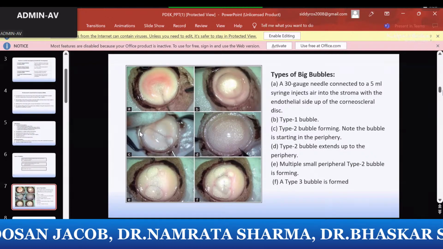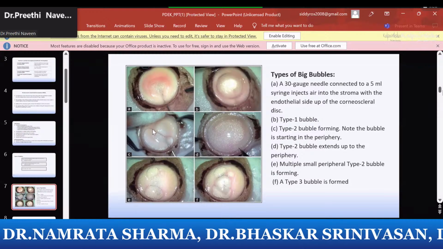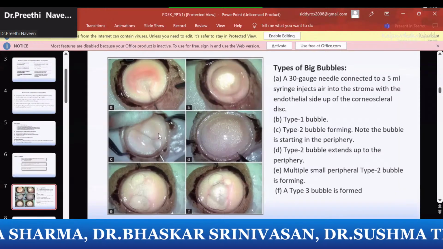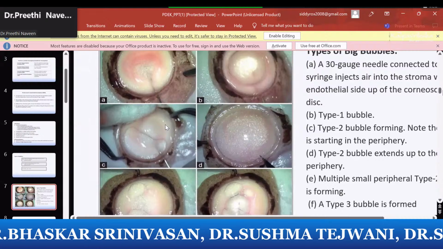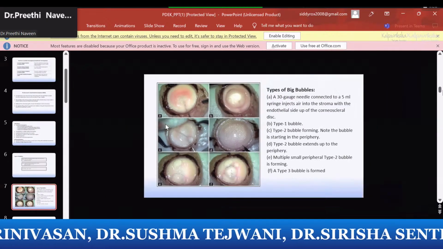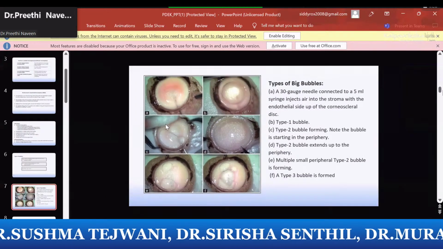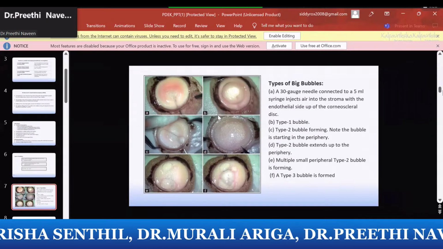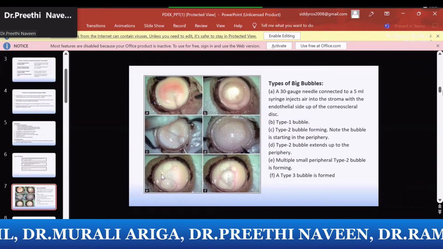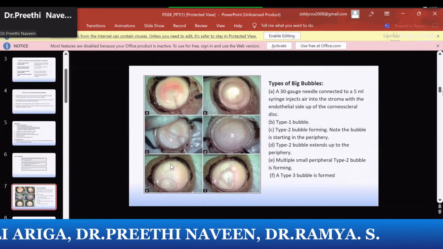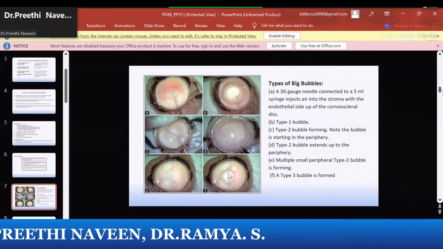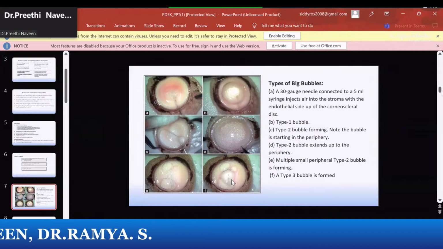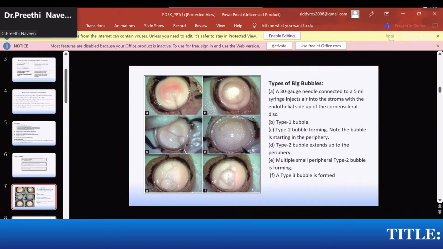And this shows the other types of bubbles. You have a type 2 bubble, which is a DMEK graft actually. So it starts in the periphery and progresses towards the center. Figure D, which I'm showing, is a complete type 2 bubble. Then you have a mixed type 2 bubble, forming these small type 2 bubbles in the periphery. And then you have a mixed bubble where you have a type 1 in the center and a type 2 forming in the periphery. So a PDEK bubble is a type 1 bubble, which we would harvest.